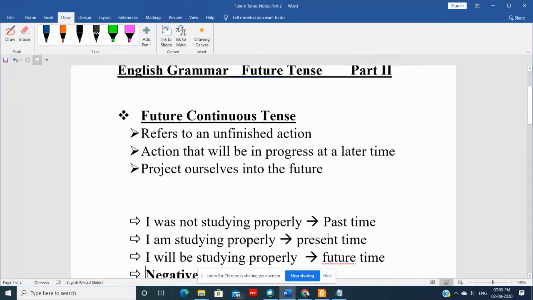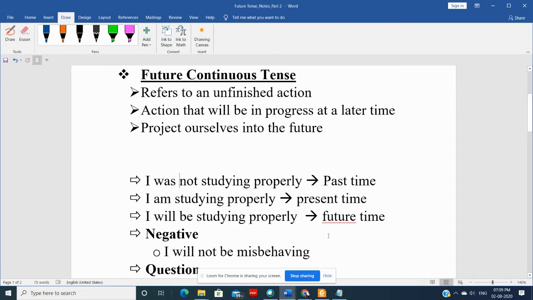Let's see some of the sentences. For example, I wasn't studying properly. If I want to talk about past, I say that I wasn't studying properly. But then my parents scolded me, so now I am studying properly. Here we are representing present time. And I promised them that I will be studying properly. Okay, here we are talking about future time, that you're sure that you'll be studying properly in future also.